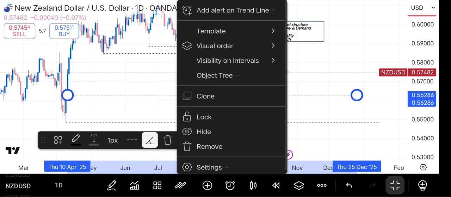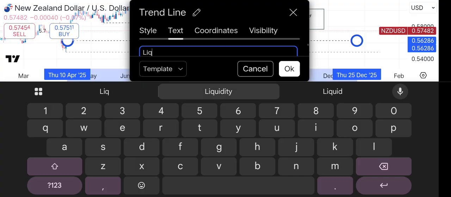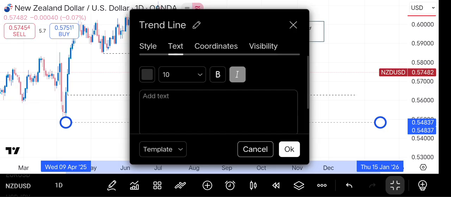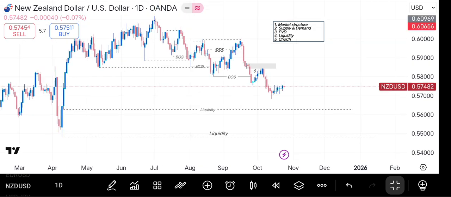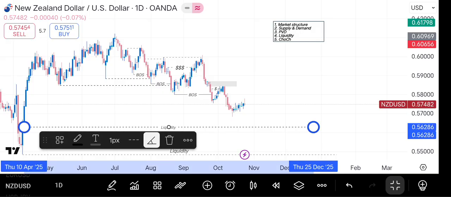This is liquidity. Let me write it down. Liquidity. This is also liquidity. Now you understand that every low, every high is liquidity. So now, how do you trade that liquidity? You understand that the market needs to come back down and take out this liquidity.